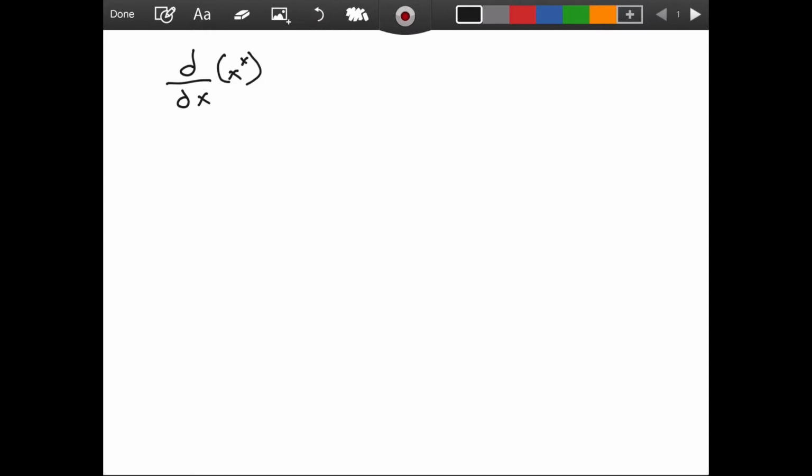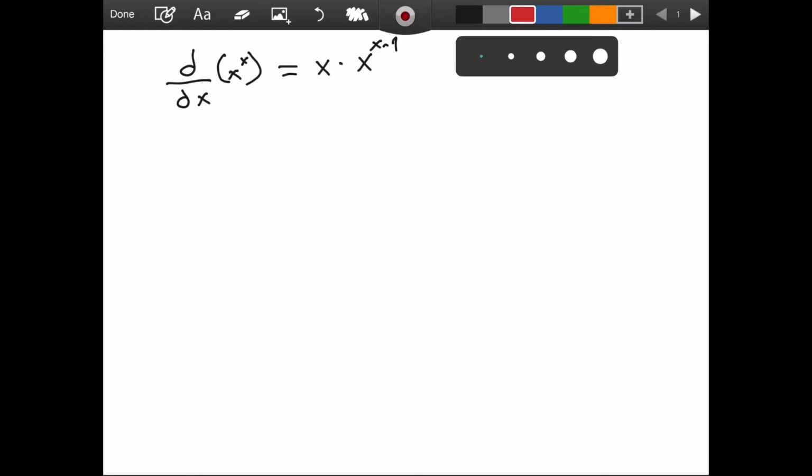So you might be tempted to use the power rule in this case. You might be tempted to say, okay, this is equal to x, we bring the exponent forward, times x raised to the power of x minus 1. And my friends, this is completely wrong. Please do not do this.